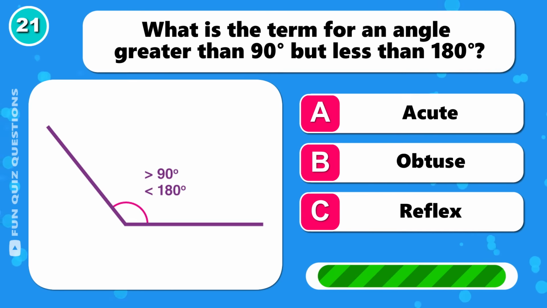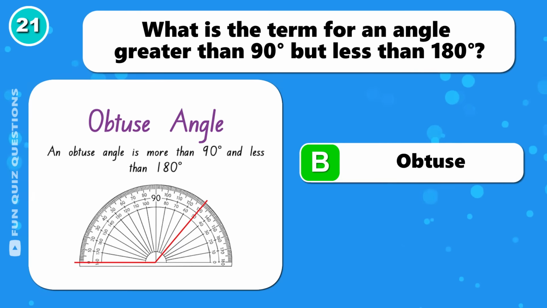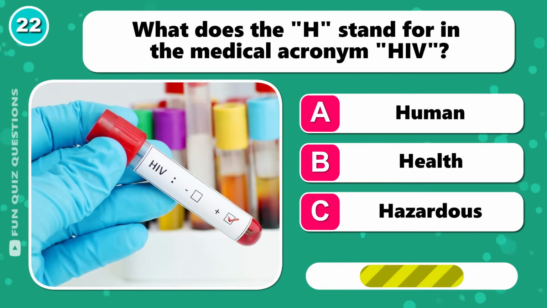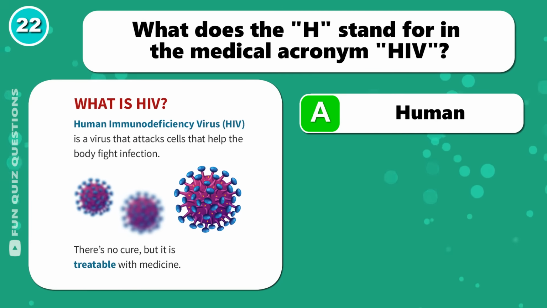What is the term for an angle greater than 90 but less than 180? It's B, obtuse. What does the H stand for in the medical acronym HIV? Yeah, it's A, human.